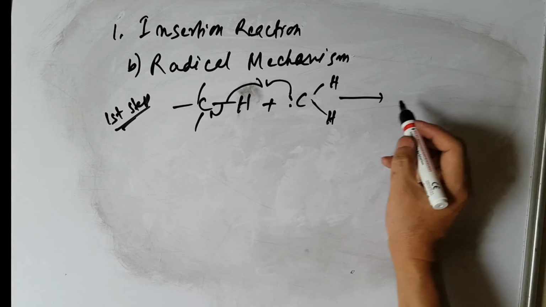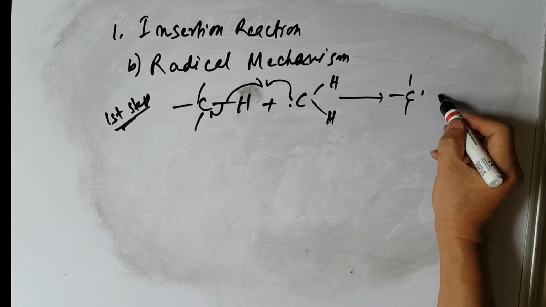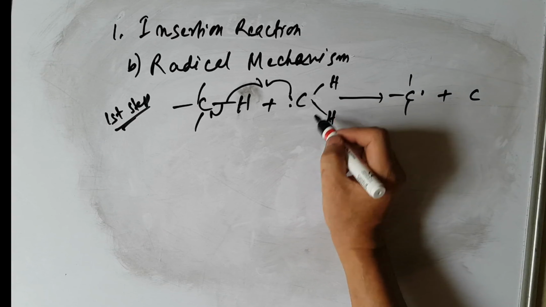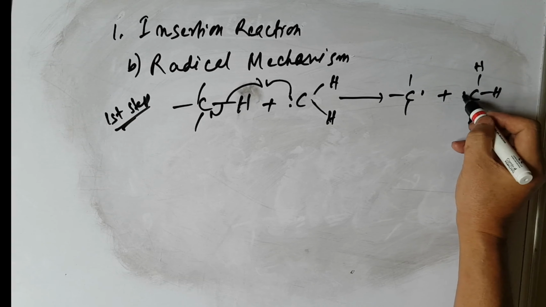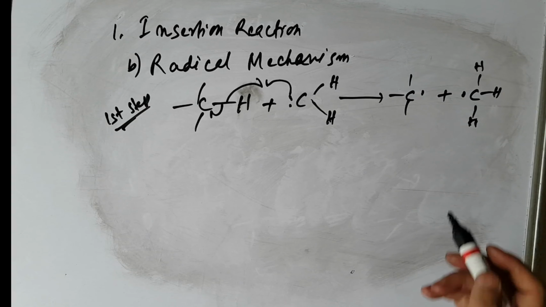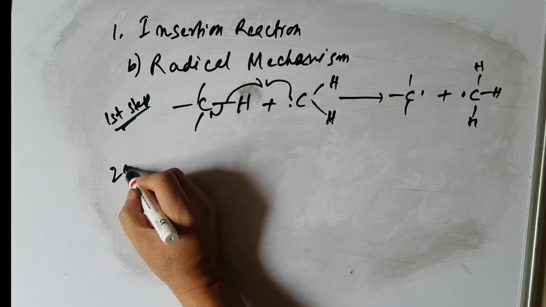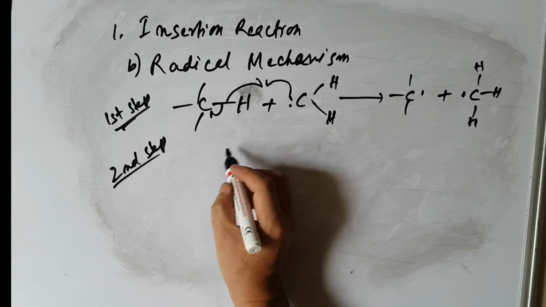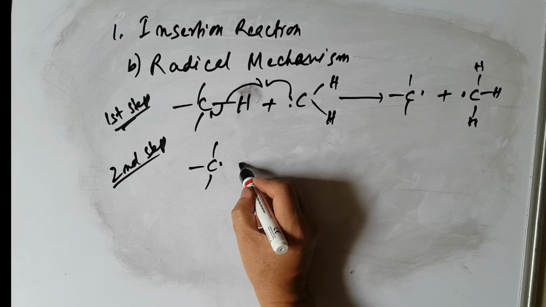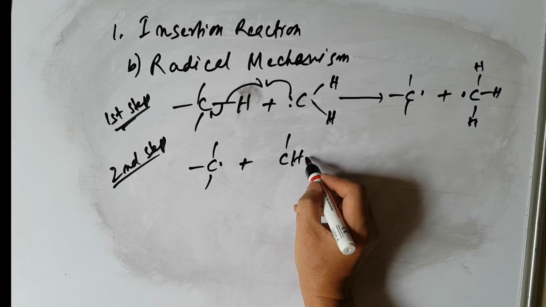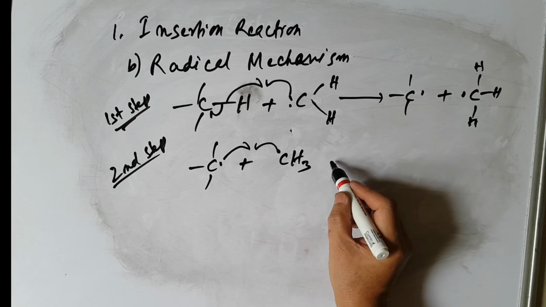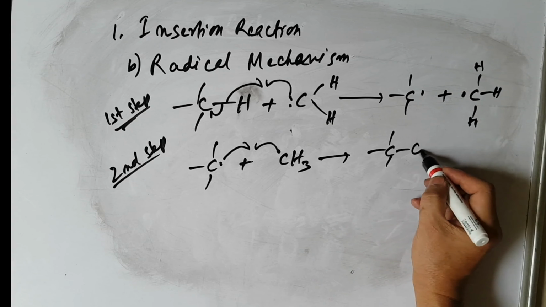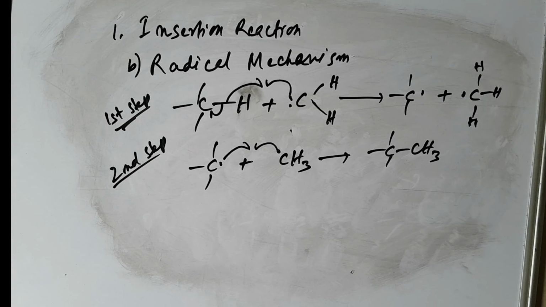Formation of radicals: two radicals are formed. This is another one, a CH3 group, now you have three hydrogen atoms and this one radical. And the second step is combination, dimerization of these two radicals. These two radicals are now combined together, you can write this CH3. Like this, combination takes place to give this product. So in the case of the radical mechanism, you have two steps.